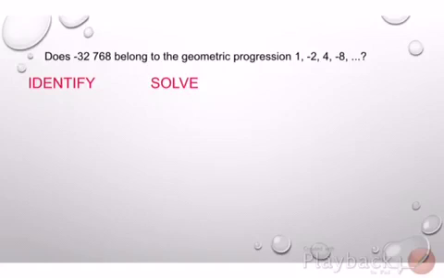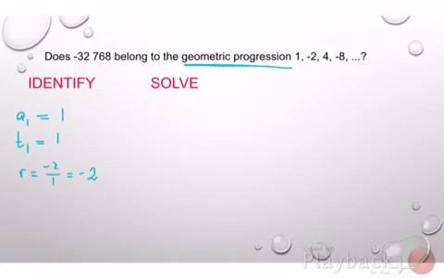Okay, this example here: does the following belong to the geometric progression 1, negative 2, 4, and negative 8? So again, I'm going to have to identify a few things. I can identify that my A1, or my T1, is equal to 1, or I could just call it A. So T1, A, they're all the same thing. My ratio is going to be equal to my negative 2 divided by 1, or I could have taken 4 divided by negative 2, and I know negative 2 is my answer.